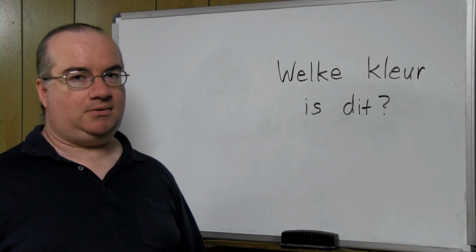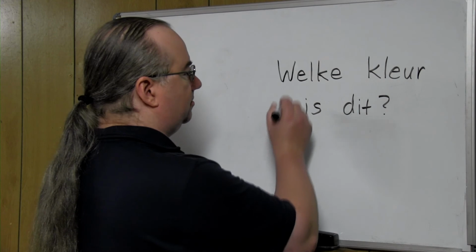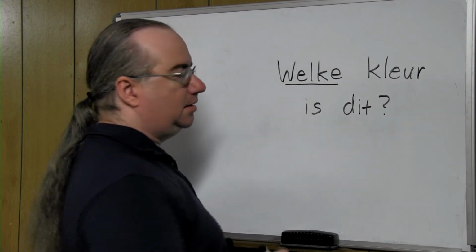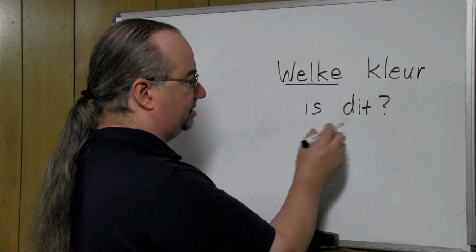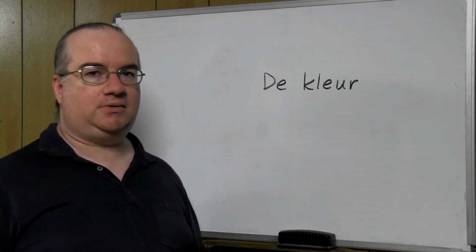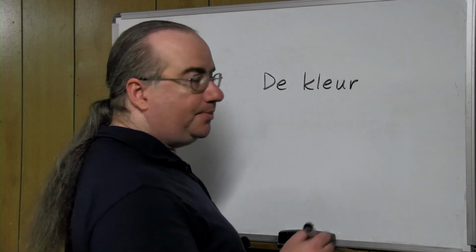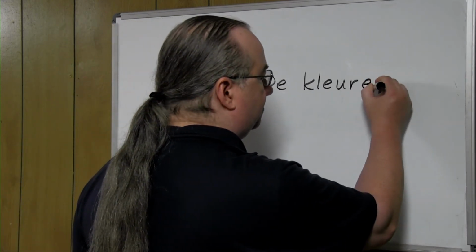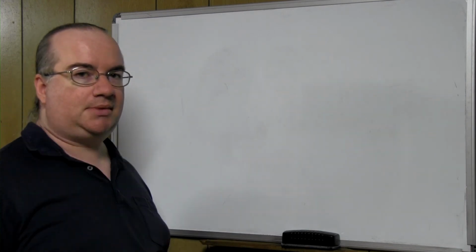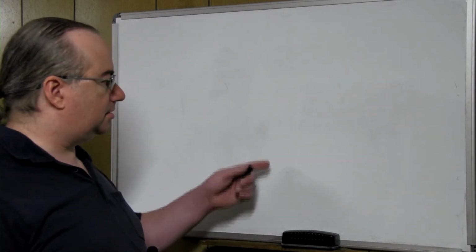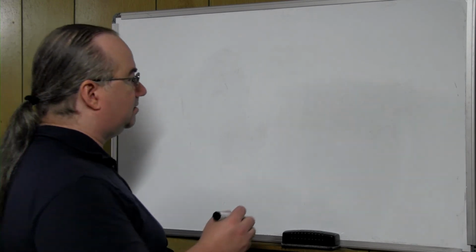This is how you say, what color is it in Dutch? But we don't say wat, we say welke, which means which. So which color is this? And just so you know, kleur is a de word, and if you want to make it plural, you just add an E in. Kleuren. Welke kleur is dit?